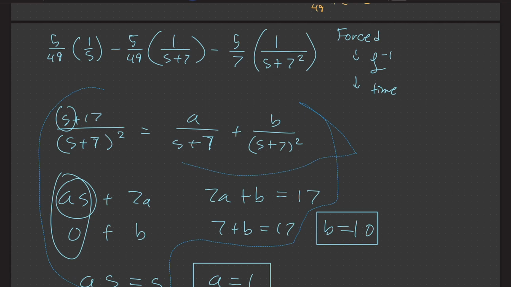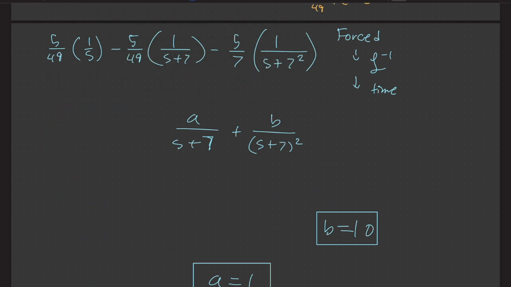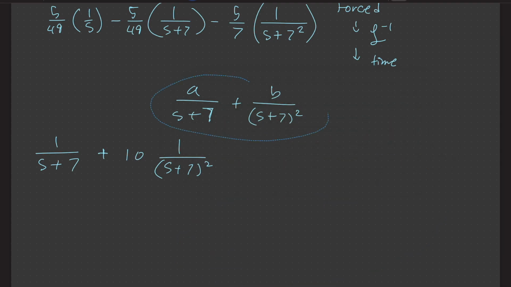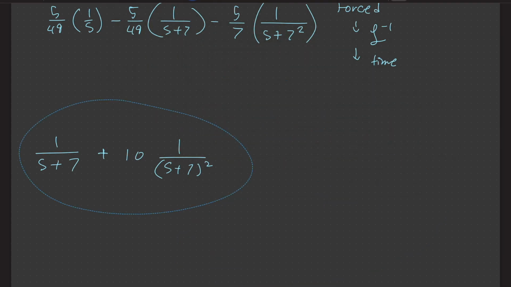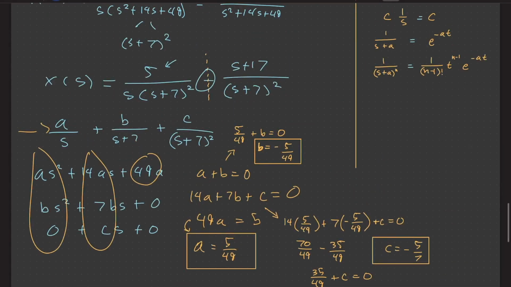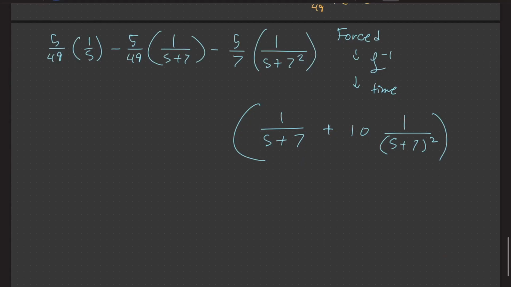I'll rewrite this section. So, if we rewrite this, it'll be 1 over s plus 7, since a is equal to 1, and b would be just 10 over s plus 7 squared. Okay, so I'll go ahead and take this all away. Don't forget that this is actually subtracted, right? So we're going to write parentheses around all that and subtract it.